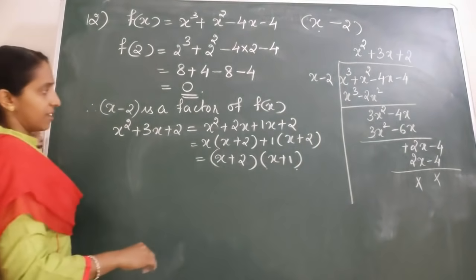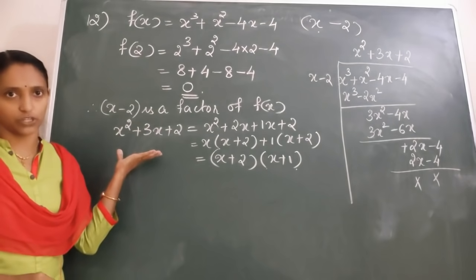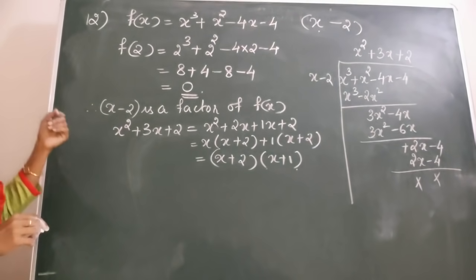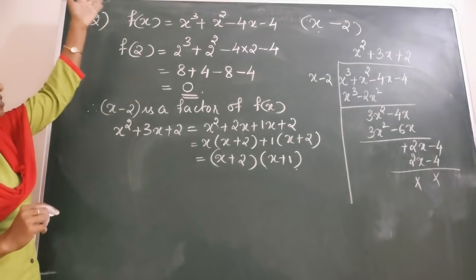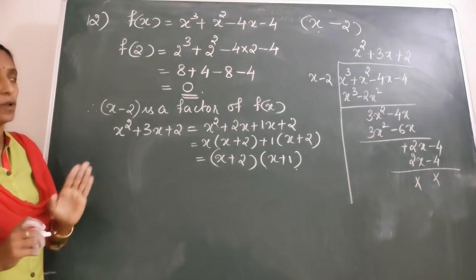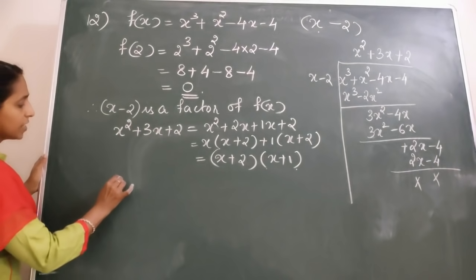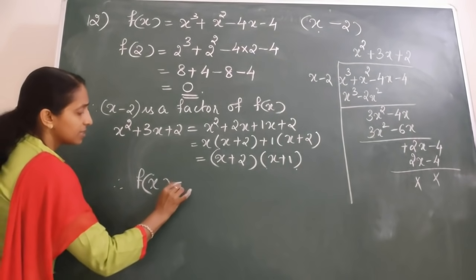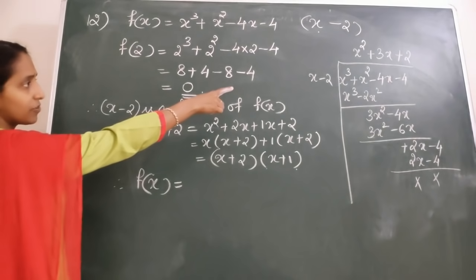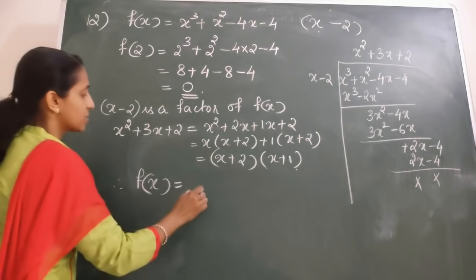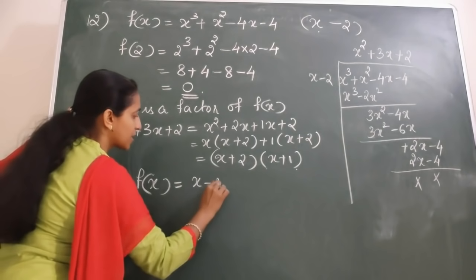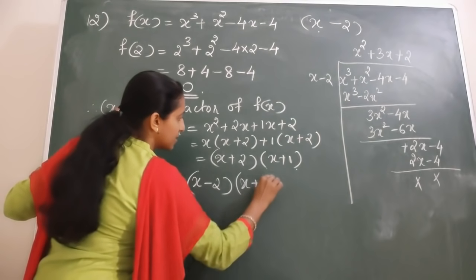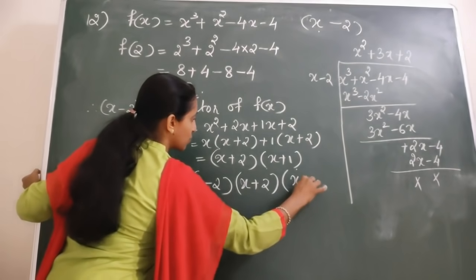Right? Then after factorizing the quotient, your question is factorize completely. Factorize completely means you have to write the polynomial in the product form. Therefore, your polynomial f of x in the product form: what is our first factor? x minus 2. Second factor, x plus 2. And the third factor, x plus 1.